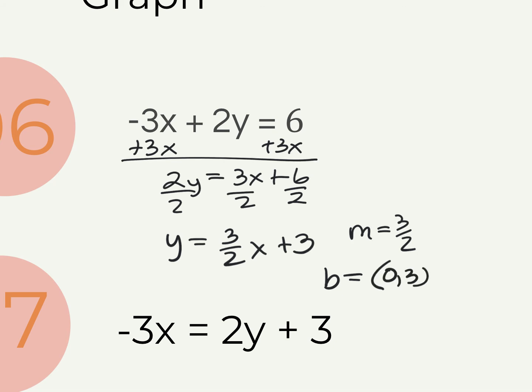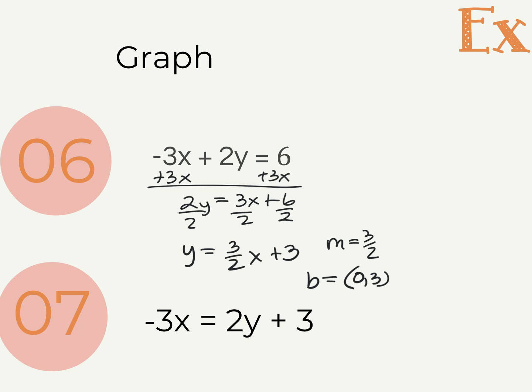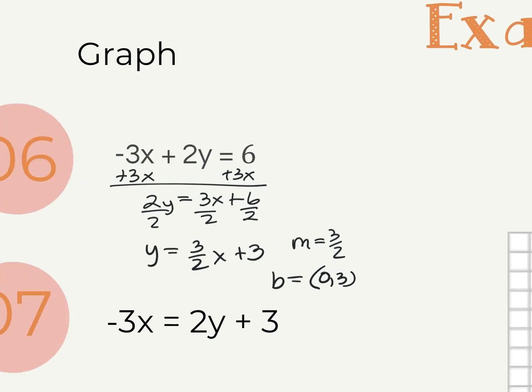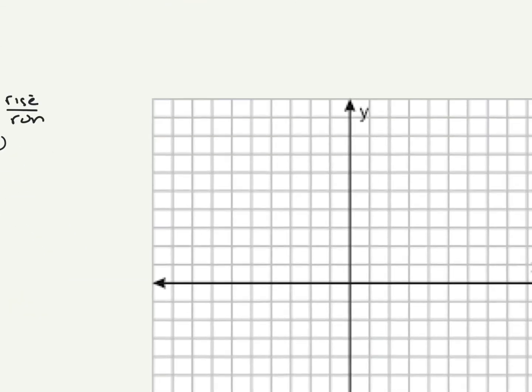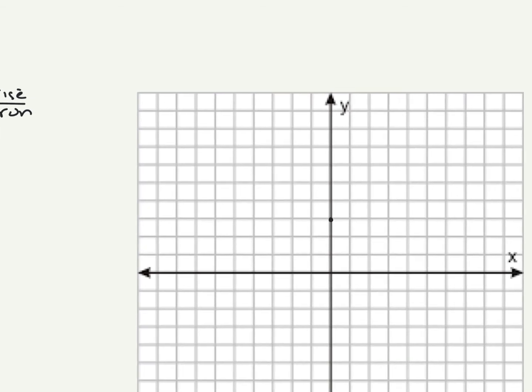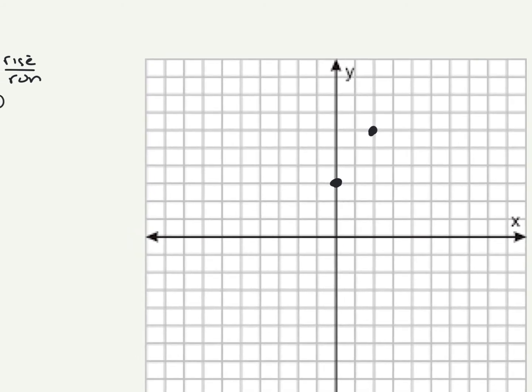So I'll come over here, put my first point on +3, and then from there, move the slope, which I'm going to rise 3 and run 2. Let's put your first point here on 3. Rise 3, run 2. So 1, 2, 3, 1, 2. So my final point is right there. Connect them, and graph your line.